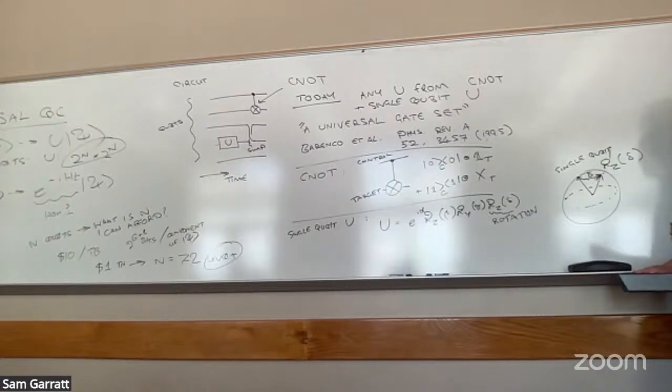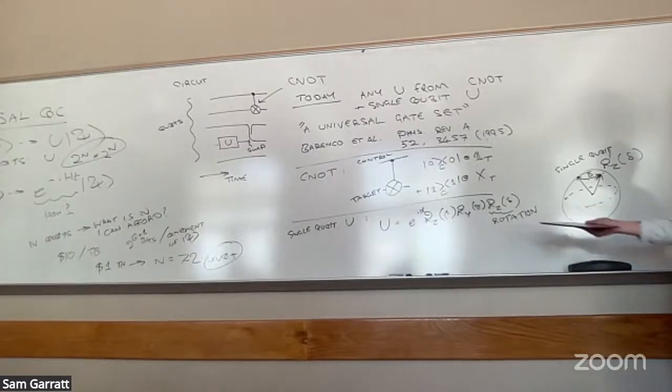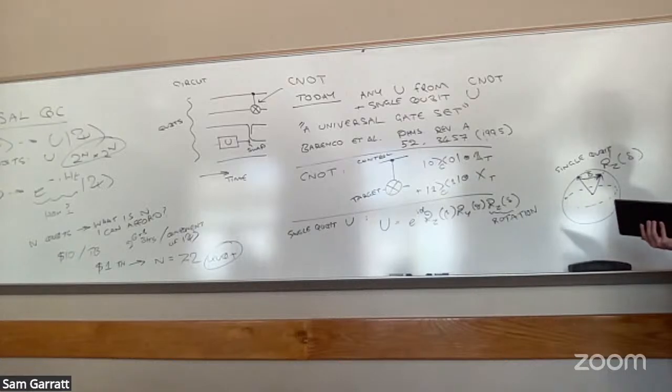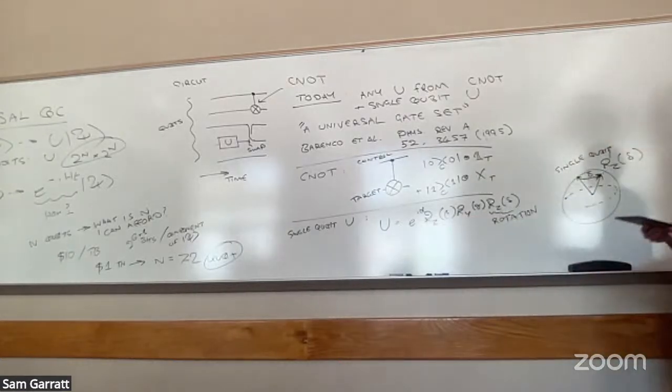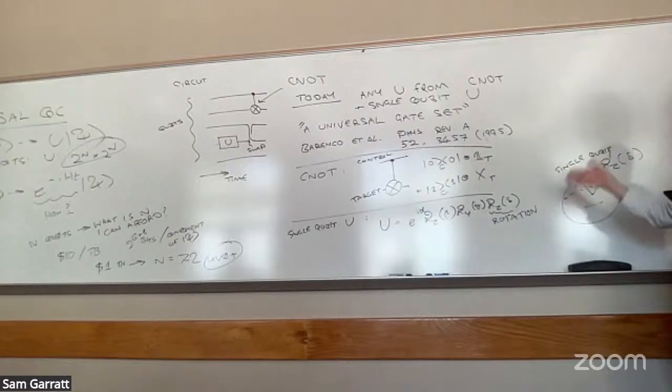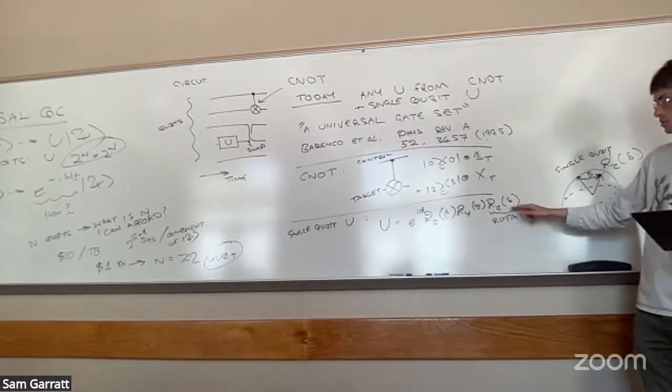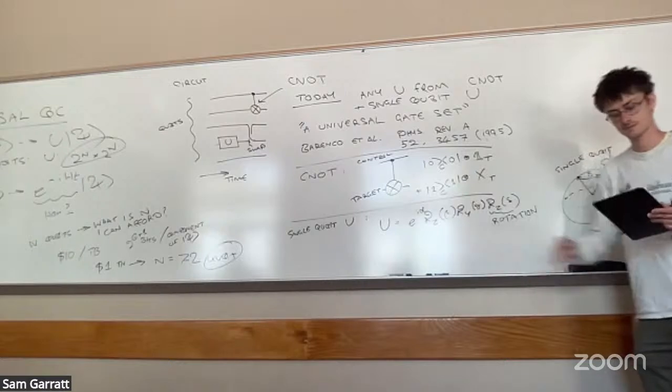So all I'm saying here is any single qubit unitary can be written as, I mean, this is just some 2x2 matrix, right? And you can check this yourself. Any 2x2 unitary can be written as a product of 3 rotations and then some overall phase.